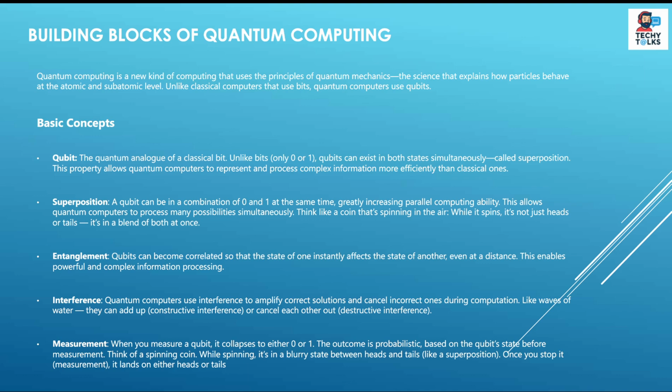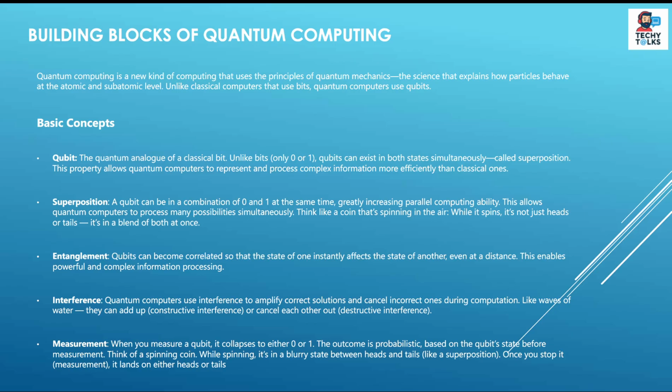So, qubits. A qubit is the opposite, I would say, to the classical computers that we use right now. Unlike classical computers that have a fixed 0 or 1, the qubit lies between 0 and 1, so it can exist in both states simultaneously. An object in quantum computing can be both 0 and 1, and that's called superposition. This property allows quantum computers to represent and process complex information more efficiently than classical ones, because it's not defined. You cannot specify whether it is 0 or 1. It can be anything between 0 and 1.